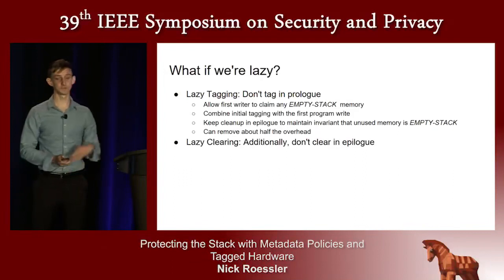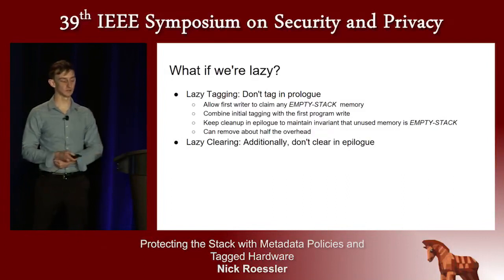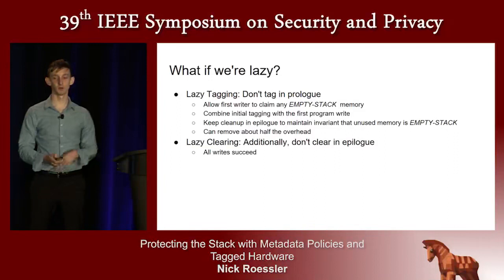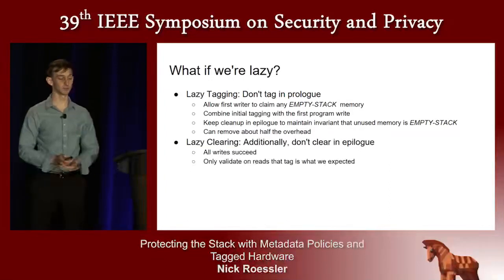Now, with the rules we've seen so far, this would cause problems. When a function returns, it leaves its tagged frame still on the stack, and the next function which goes to run will use the same memory, and it'll try to write to that memory, but now the tag of the last function is still there. And so with this optimization, we allow all writes to succeed. And we only check on reads that the tag that we read is the tag that we expected to read.